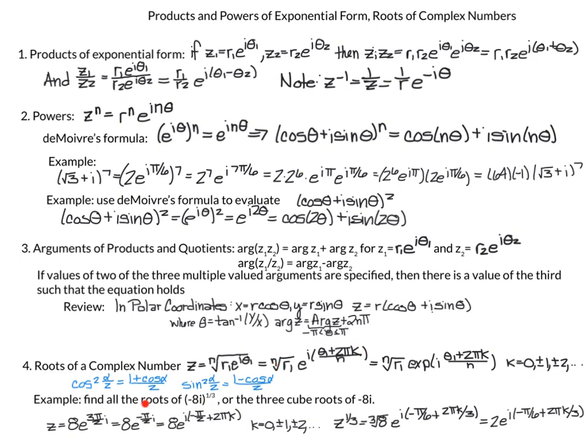We did some examples, such as the third root, or the cube root, of negative 8 pi. And we also converted back into Cartesian coordinate form using these double angle formulas. So that is it for this video.